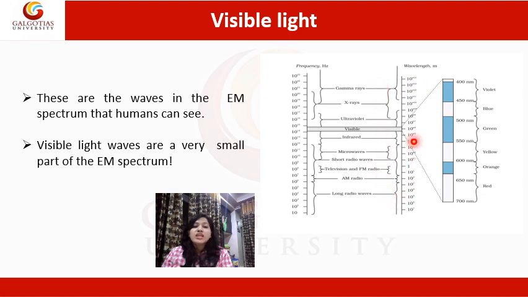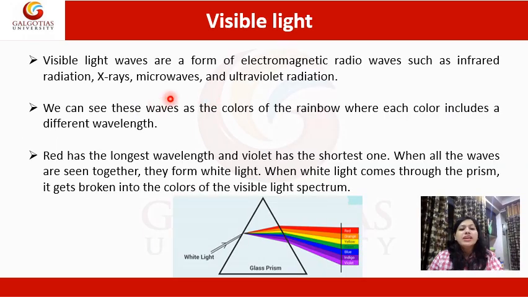These are the waves in the electromagnetic spectrum that the human eye can see. Visible light waves are a very small part of the electromagnetic spectrum. Visible light waves are a form of electromagnetic radiation, like IR radiation, X-rays, microwaves and ultraviolet radiation. We can see these waves as the colors of a rainbow, where each color has a different wavelength.